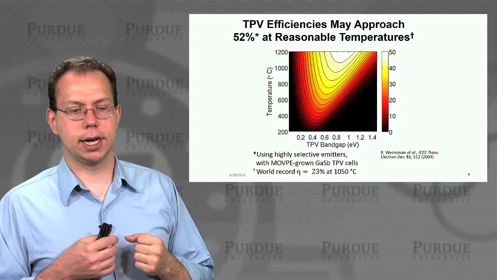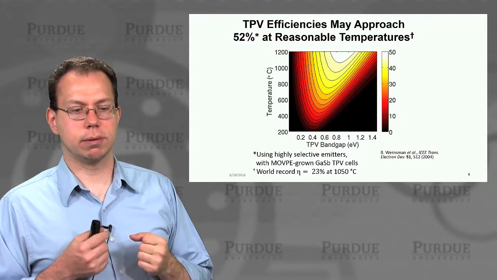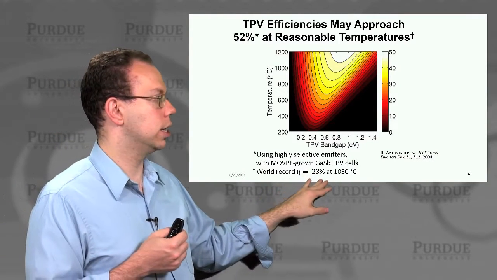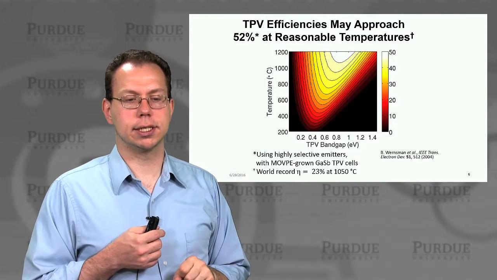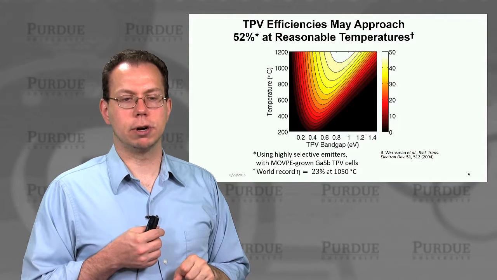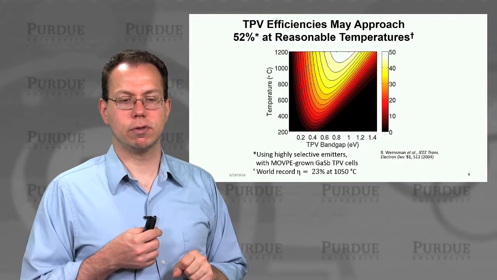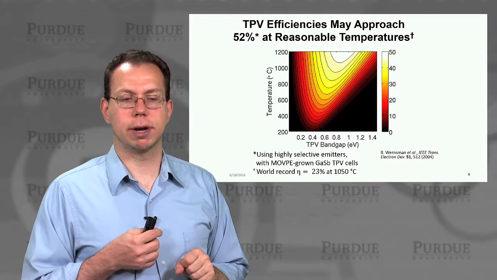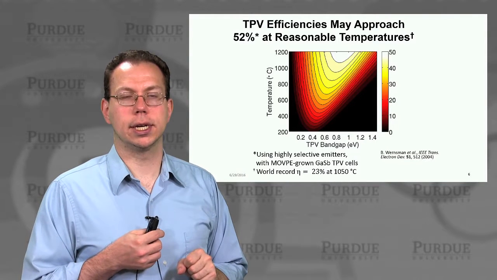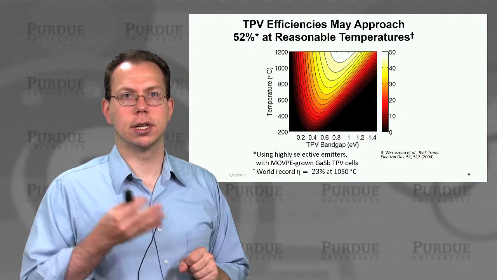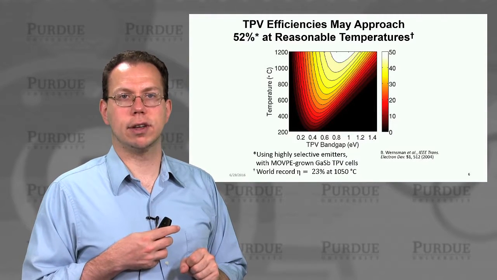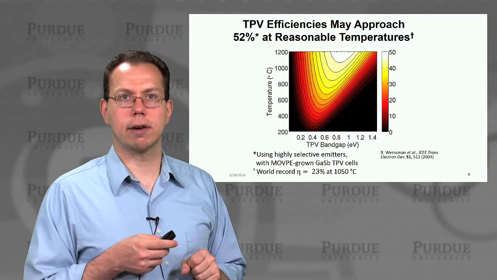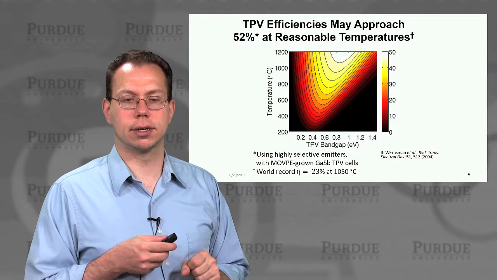And the best system that I'm aware of at the moment has a 23% efficiency at about 1050 degrees Celsius. But if you approach these limits of performance, then you could actually get more than double of that performance, or about 52%, using still a reasonable temperature. And if you're willing to go to even higher temperatures, although of course that's very difficult, then you could even have more than 52%.